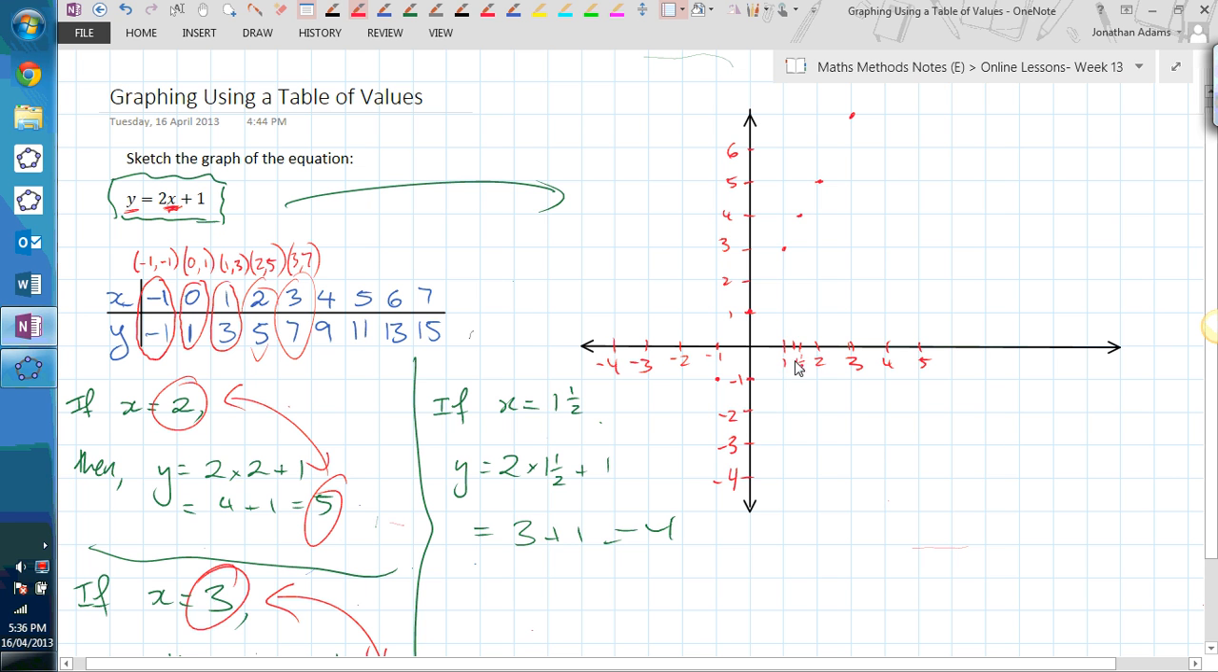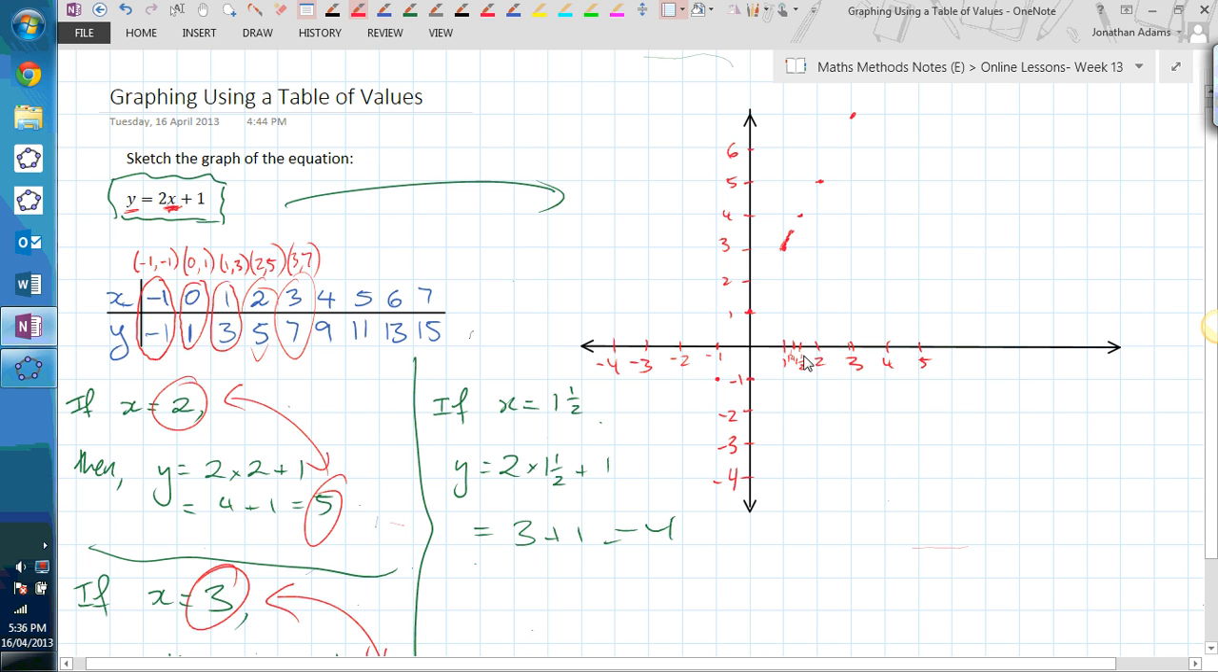Similarly, if I picked 1.25 in here, then we would expect a point here at 3.5. And if I put in 1.8, I'd get a point here. I could keep putting points in based on substituting numbers into this equation, and I'd have so many that they started to look a lot like a straight line.